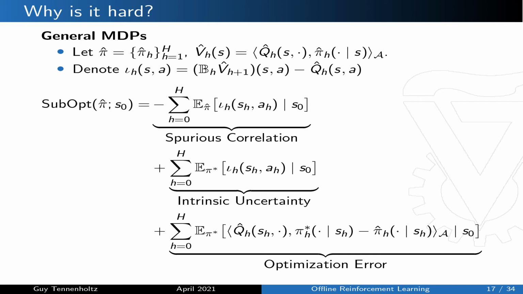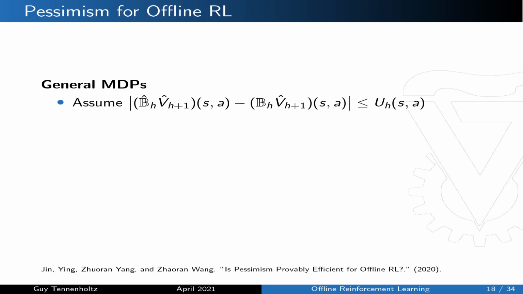This is the term that is going to be large whenever we're too optimistic with respect to our estimated Q function. The second term, again, is the intrinsic uncertainty. This is the term that we can try to minimize. The expectation is over pi star, something that is defined by the environment. And we also get a third term here, which is the optimization error. Okay, so what can we do? We can add pessimism.